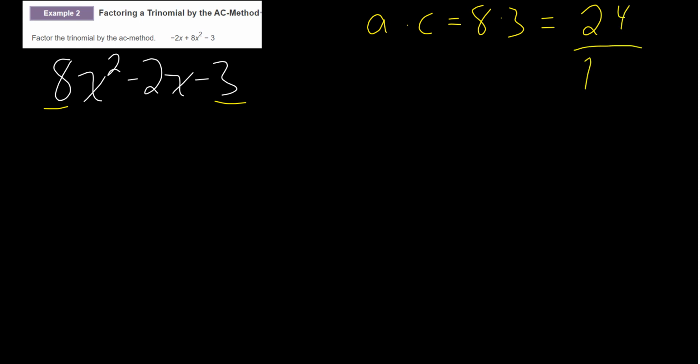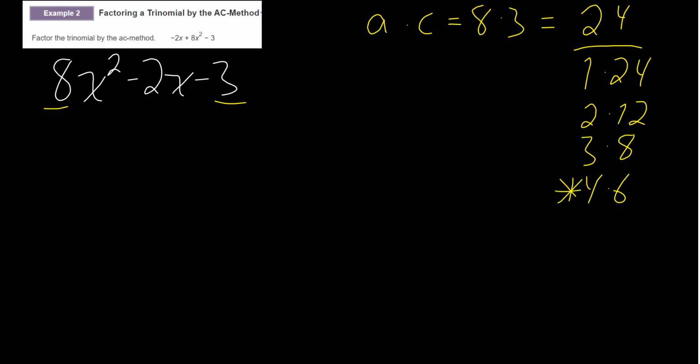Start at 1. 1 times 24. 2 times 12. 3 times 8. 4 times 6. And we repeat ourselves, 6 times 4. So what are my factors of 24 that when added or subtracted together will give me a negative 2? Well, that's easy. It's a negative 6 and a positive 4. So it'd be this one.